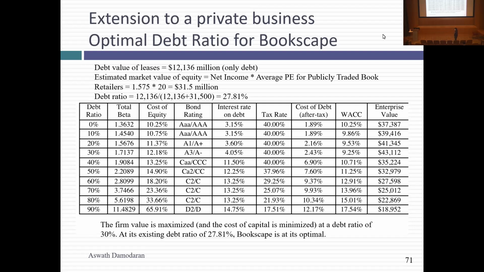Finally, I took Bookscape. Now, you're saying that's a private bookstore. It doesn't matter. Private businesses have optimal debt ratios too. They can borrow too much or too little. And here I ran into a little bit of an estimation problem.